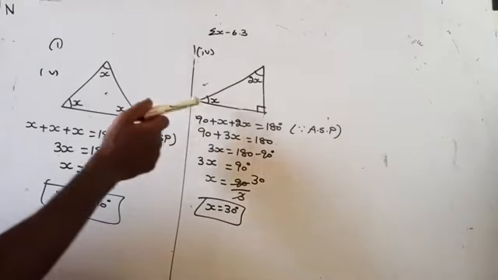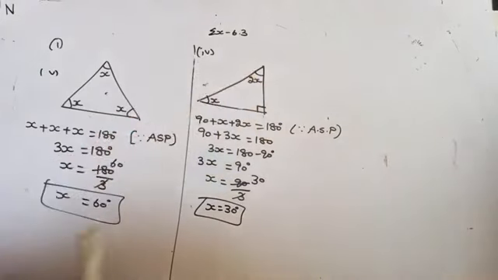So this angle is 30 degrees and this angle is how much? 2 into 30, 60 degrees. So 90 plus 30 is 120. 120 plus 60 is 180 degrees. So it satisfies the angle sum property of a triangle.